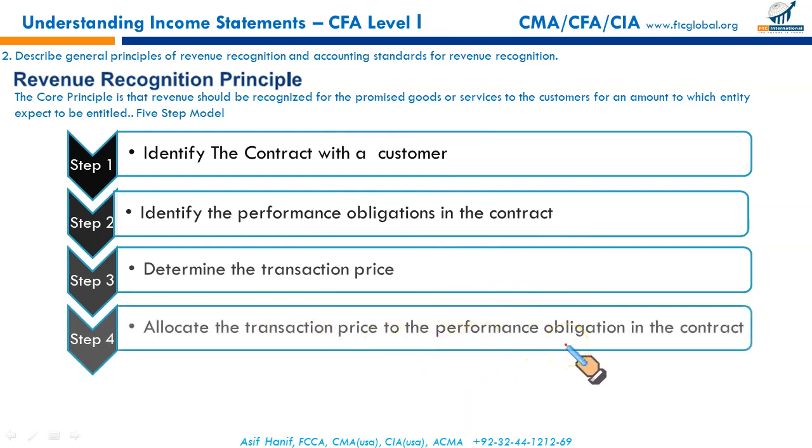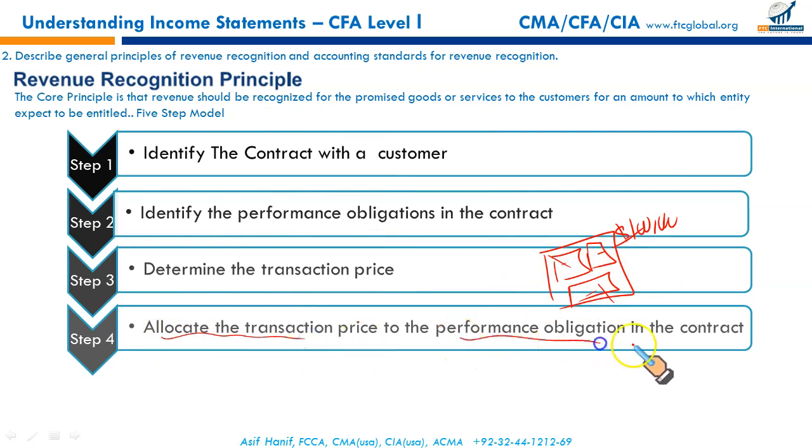For example, this is what I have to perform, and it has multiple subparts to it. The total contract price is $100,000. Now, how do I split this revenue in these three different segments? And how do I compare these specific revenue streams with the cost? This is what we call the allocation of the transaction price to the performance obligation.